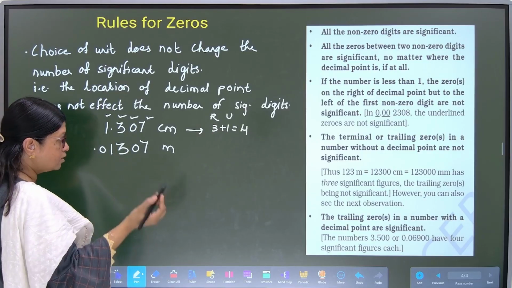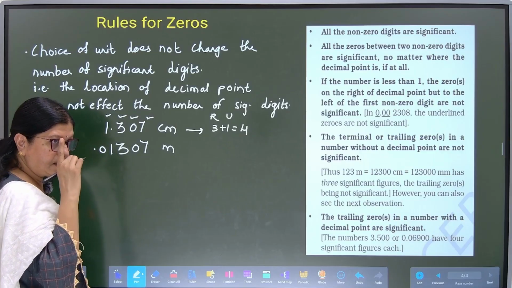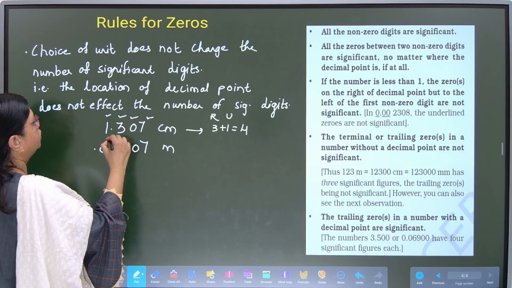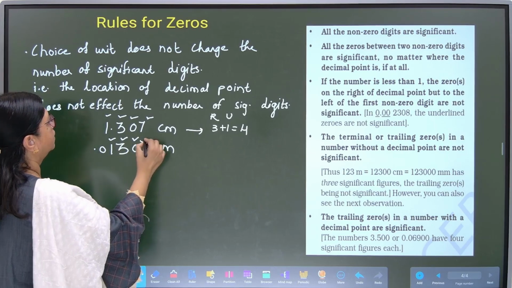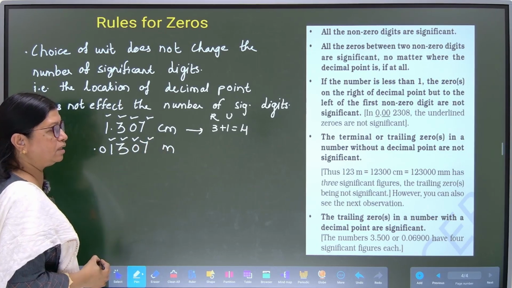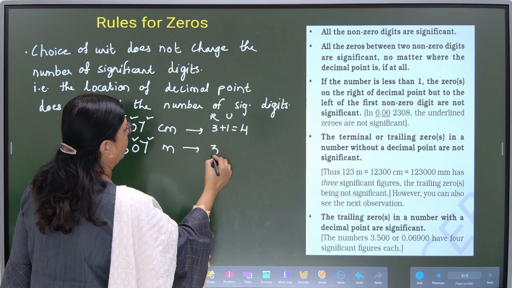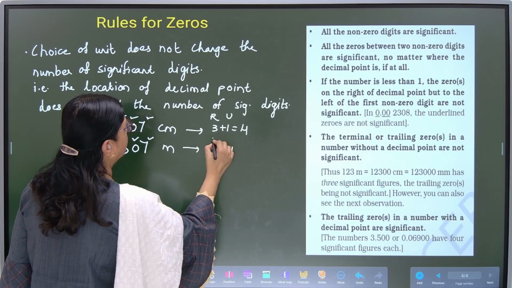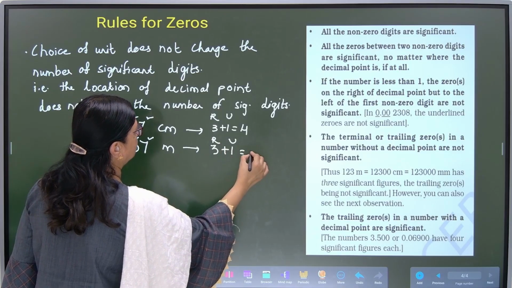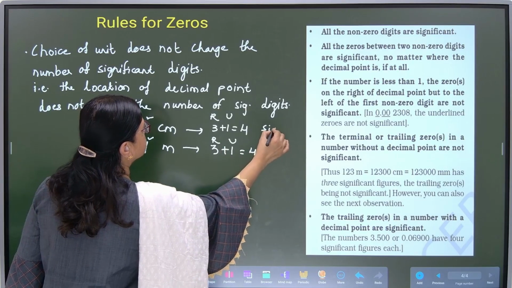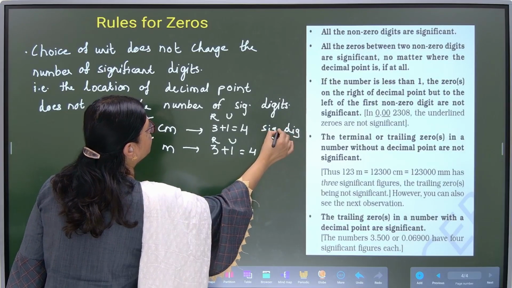Here also, I start from the first digit which is non-zero. So again I have 1, 2, 3. They are reliable and 7 is uncertain. So how many significant numbers do I have? 3 plus 1. 3 digits are reliable, 1 digit is uncertain. So the number of significant figures or digits is 4.